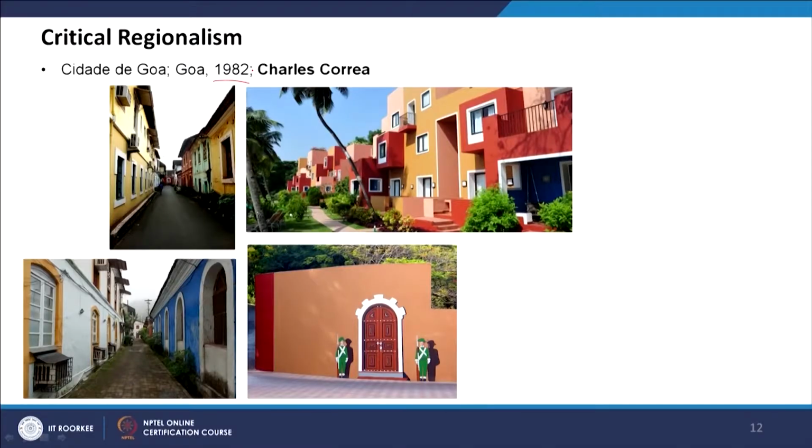Now this is another example, which is in India, designed by the famous architect Charles Correa in 1920, which is Cidade de Goa. This is the design. This is a hotel in Goa, which is taking inspiration from a Portuguese colony of Goa. So these are the Portuguese colonies photographed from Goa. If you look at the Portuguese colony, this is making a street facade.